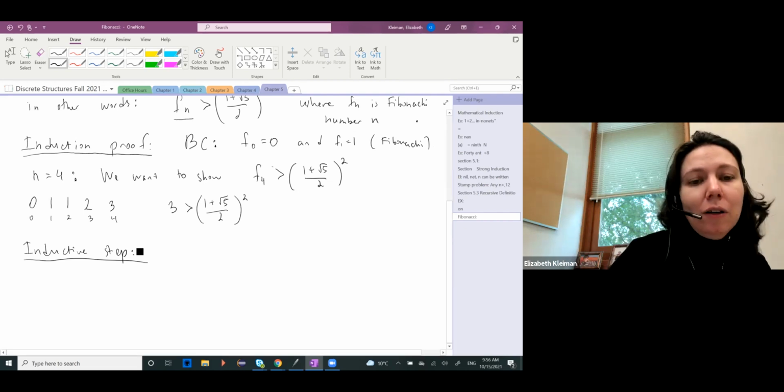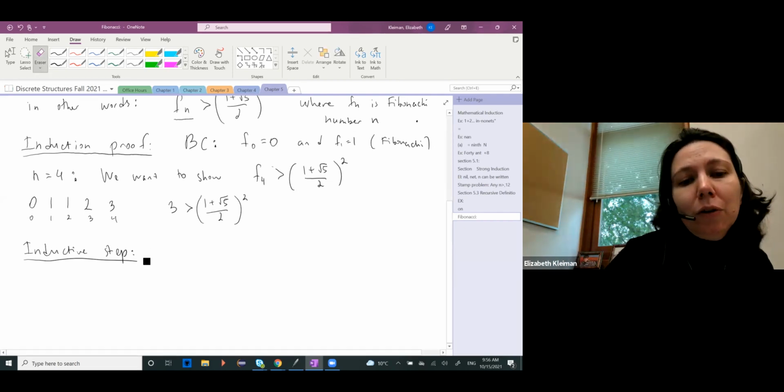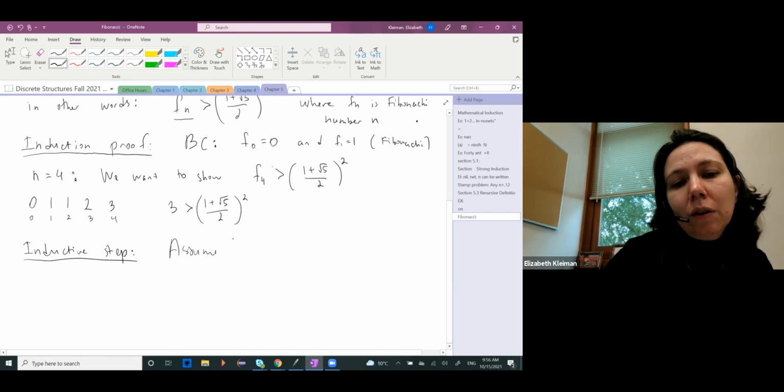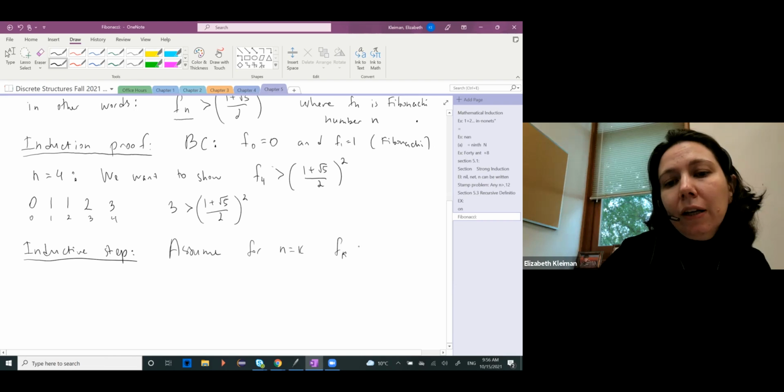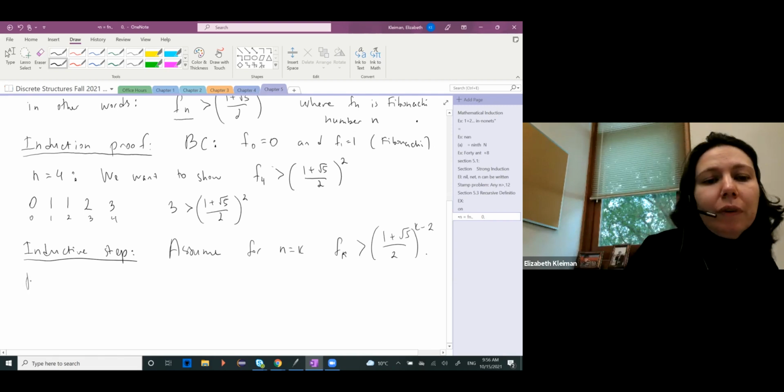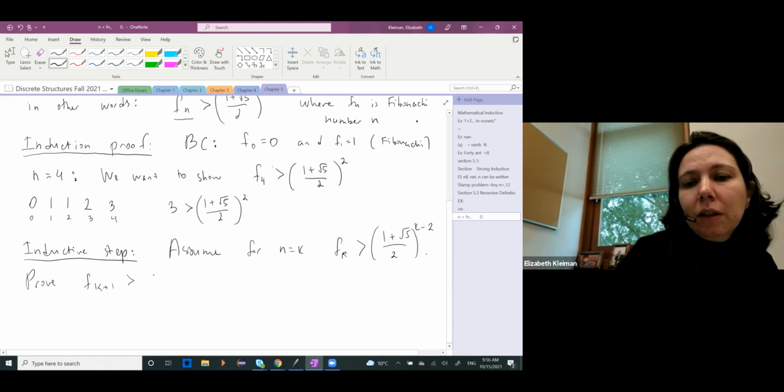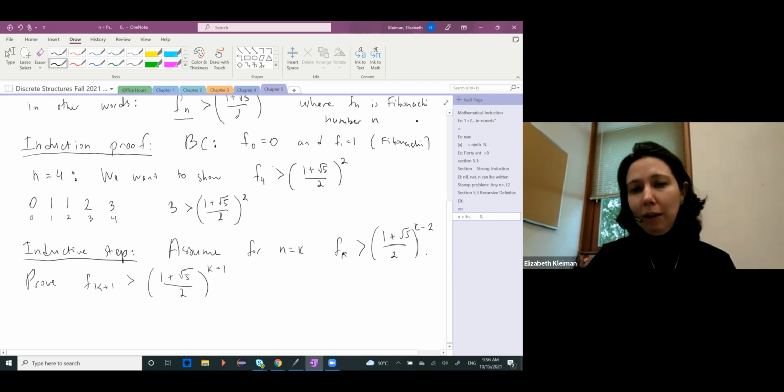So now, to do the inductive step, we are going to assume that for n equal to k, f of k is bigger than (1 plus square root of 5 over 2) to the k minus 2. Prove f of k plus 1 is bigger than (1 plus square root of 5 over 2) to the k minus 1. So I literally plug in k plus 1 instead.